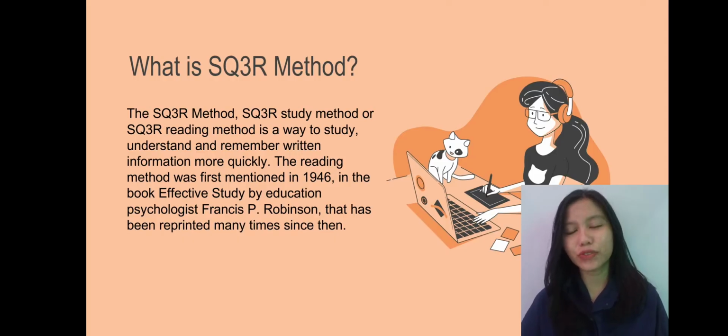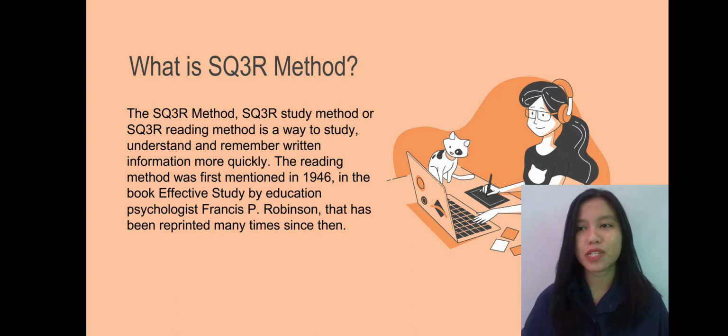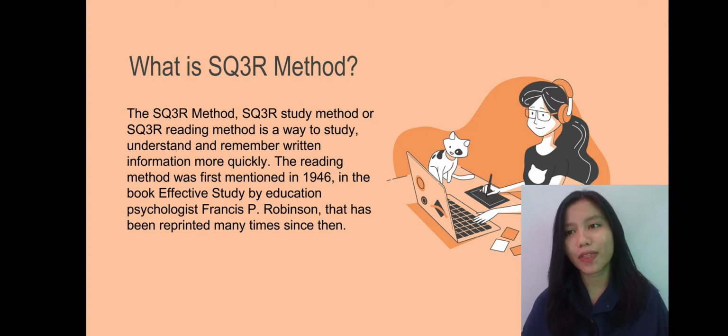What is the SQ3R method? The SQ3R method, or SQ3R study method, or SQ3R reading method, is a way to study by constructing a framework to understand and remember written information more quickly. This study formula is designed to help the process and increase retention of written information. The reading method was first mentioned in 1946 in the book Effective Study by education psychologist Francis P. Robinson.